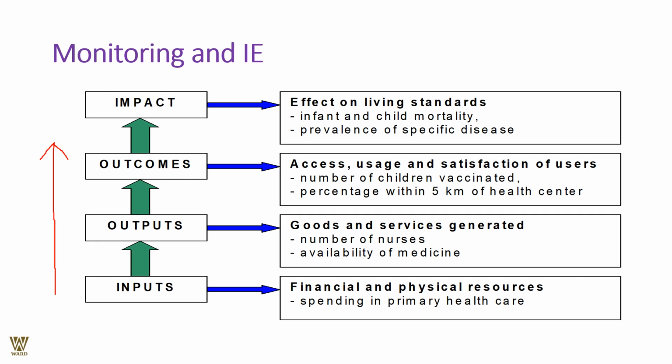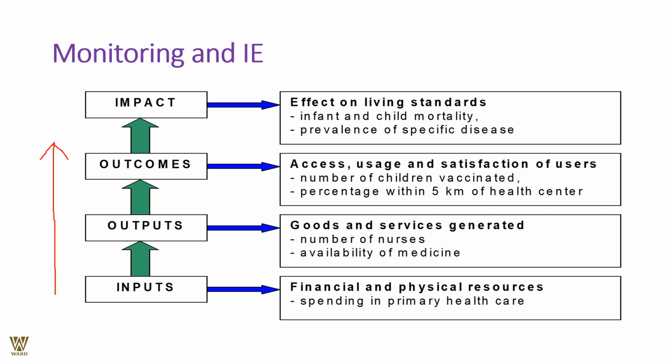So it can be anything. In this particular example we have been talking about, it would be agriculture. Right now, what you're seeing on the slide is a hospital as a project. The inputs were financial and physical resources in terms of primary healthcare, and the goods were the number of nurses, availability of medicines, and things like that. So inputs with activities give us outputs. What does output actually translate into?